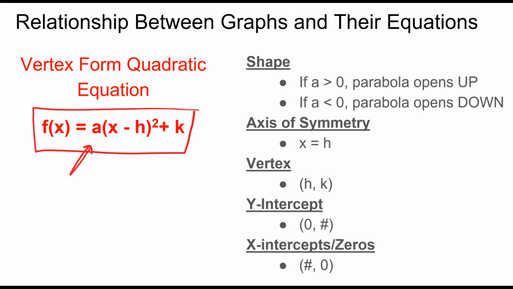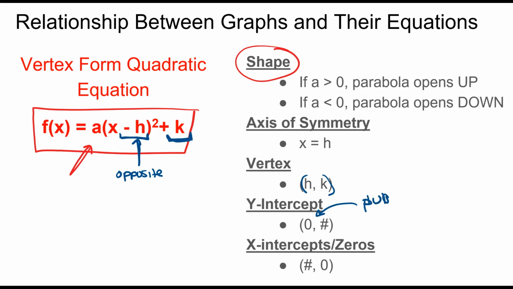The a value determines the shape again, and this time the axis of symmetry is h. So sometimes, since this is -h, I like to think of it as the opposite of that inner number. And the vertex is the opposite of that inner number and exactly that outer number, h, k. And the y-intercept, unfortunately, you have to plug in 0 for x and solve. It is not k. And the x-intercepts, we'll talk about that a little bit later.